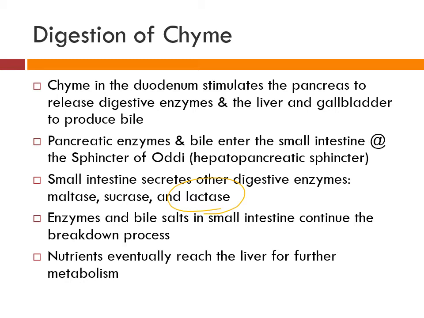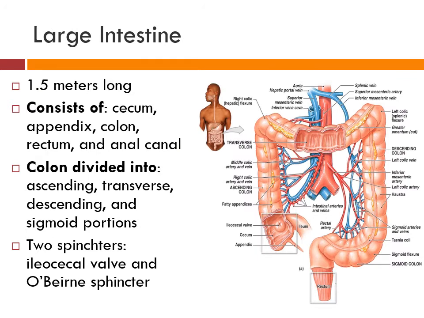Enzymes and bile salts in the small intestine are continuing to break down the chyme that's been released from the stomach, and then nutrients eventually are absorbed and then sent to the liver for further metabolism. So that was all the gist of what happens in the small intestine.